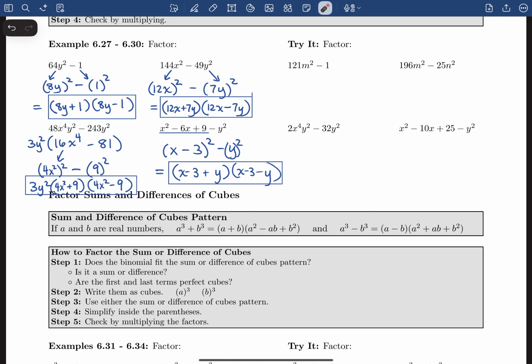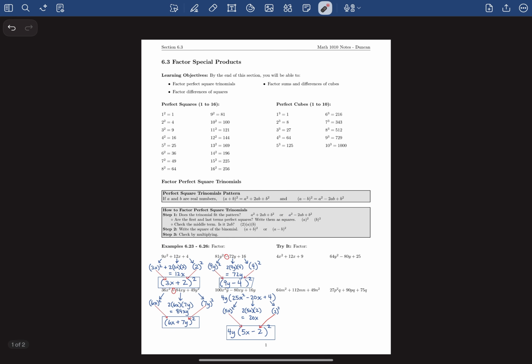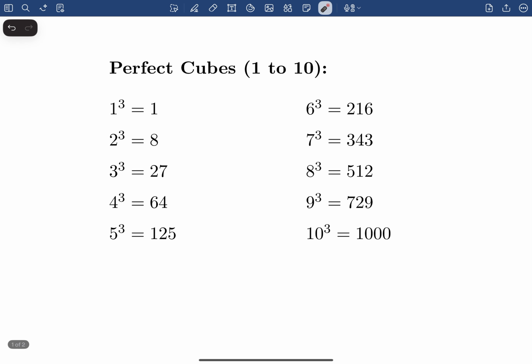Raising something to the third power is called cubing it. Let's go back for a second, because when you use the sum and difference of cubes pattern, you must know your perfect cube values, right? So we're going to see numbers like 1, 8, 27, 64, 125, 216, 343, 512, 729, and 1,000.